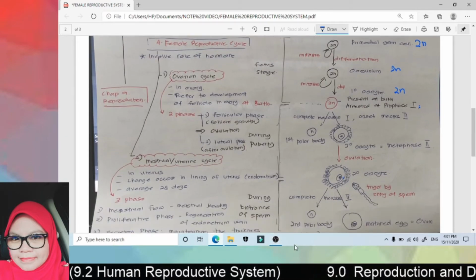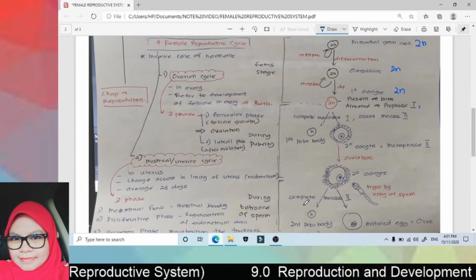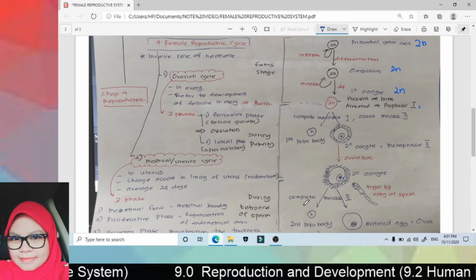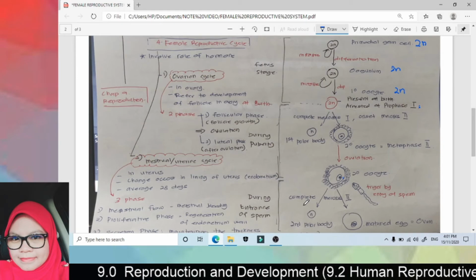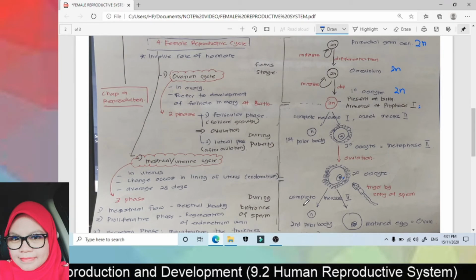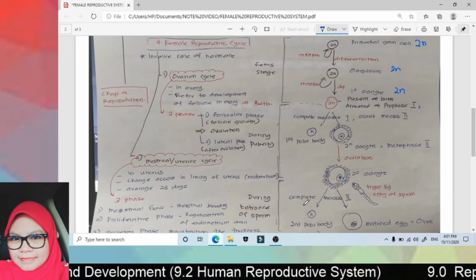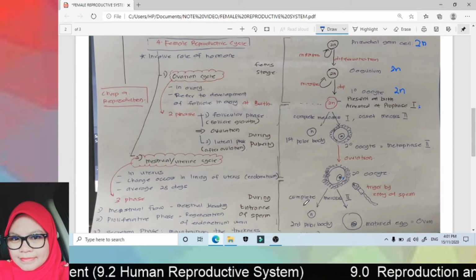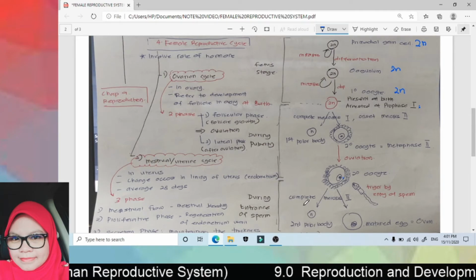Right, so the fourth element to be learned is the female reproductive cycle. Okay, for female reproductive cycle, macam saya cakap tadi, involve role of hormone. Okay, involve role of hormone. But it not straight away macam hormone in male. It is more complicated. Okay, sebab itulah perempuan ni complicated sikit. Sebab hormon dia sendiri pun dah complicated.